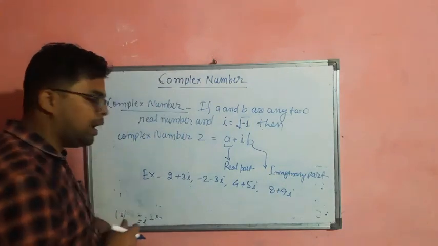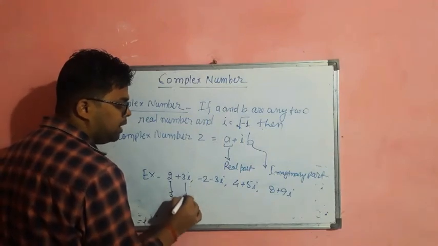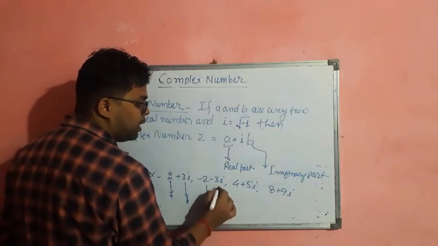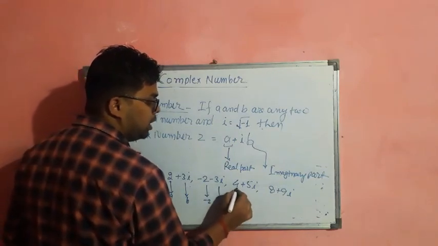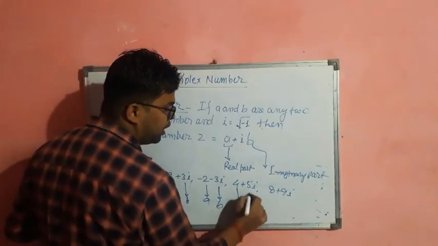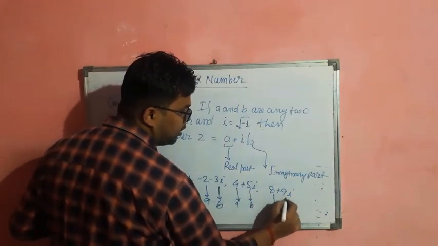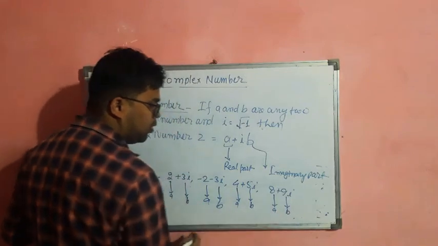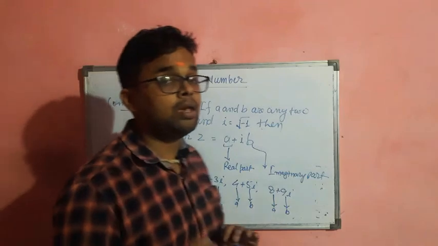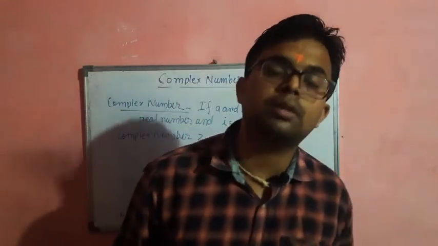Here what is the value of a? Here the value of a is equal to 2. And what is the value of b? 3. Here what is the value of a? Minus 2. And b? Minus 3. Here a is 4, and b is 5. In this one a is 8, and b is 9. In this way you can find the values of a and b, where a is the real part and b is the imaginary part of the complex number.